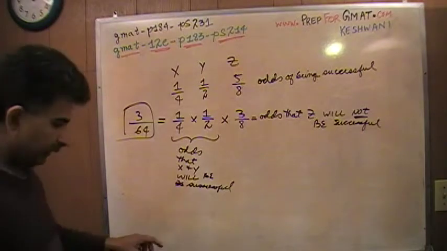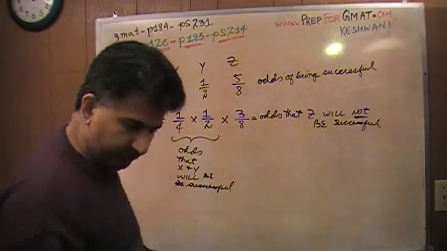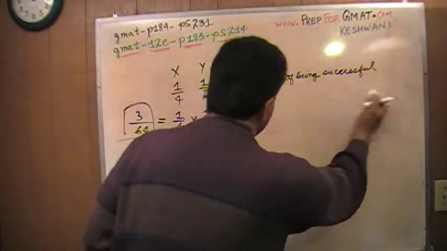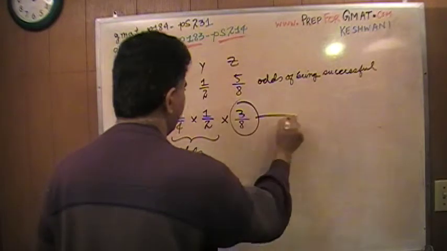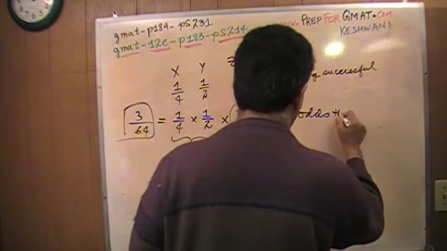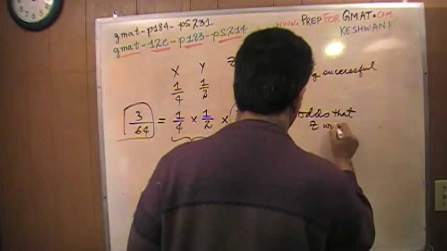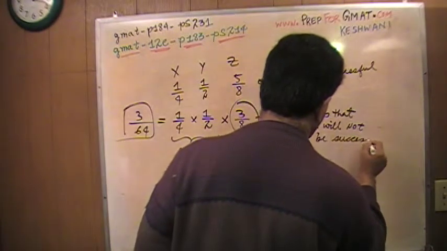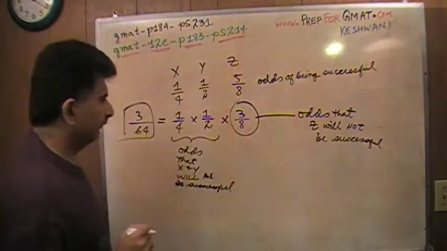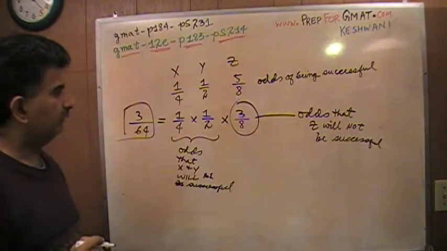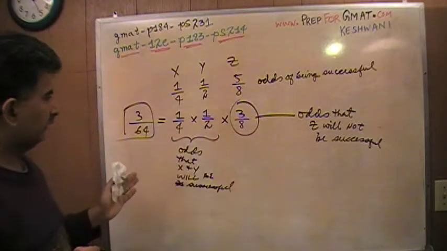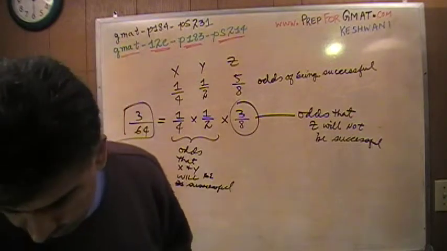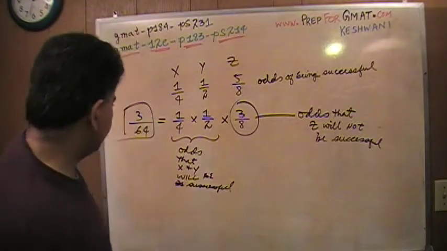I shouldn't write this thing with the equal sign, it's kind of confusing. It should not be written like that, so let me rewrite this. 3/8 are the odds that Z will not be. That's much better, because that equal sign was misleading, because the whole thing does not equal that. Anyway, this is the proper way. That's it. That's your answer. 3 over 64, which happens to be answer choice E.